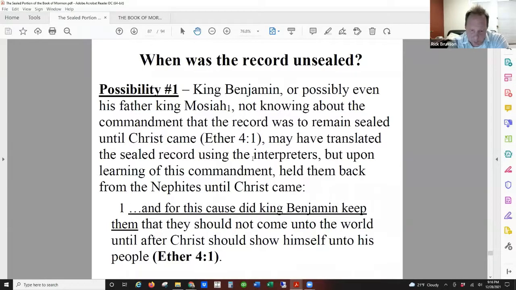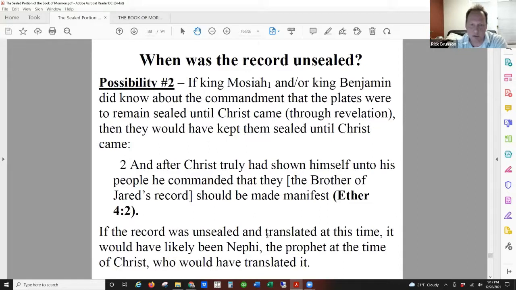Mormon says, "And for this cause did King Benjamin keep them," meaning the record of the brother of Jared, "that they should not come unto the world until after Christ should show himself unto this people." So is Moroni talking about the translated copy or the original? We don't know. But here's that verse that was changed from Mosiah to King Benjamin. And now it makes sense why King Benjamin could have the interpreters and it didn't need to be changed to King Mosiah here. King Benjamin did keep the brother of Jared's record, and he did not give it to the Nephites until after Christ should show himself unto the people.